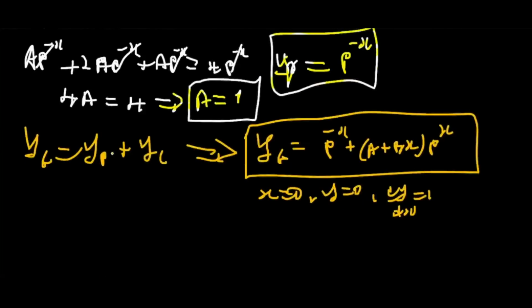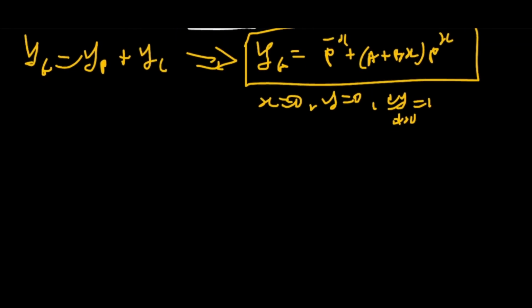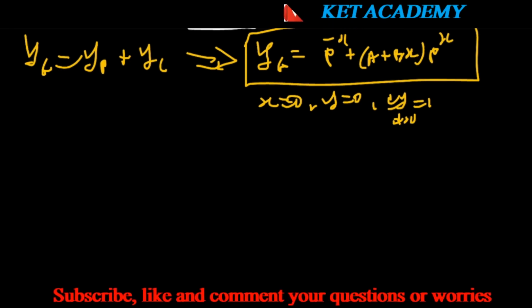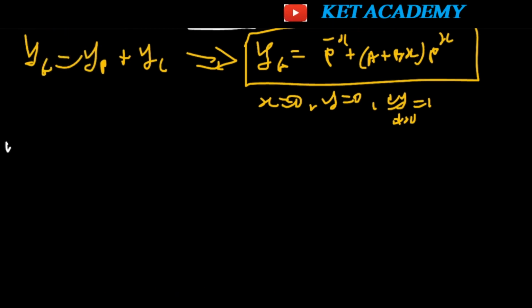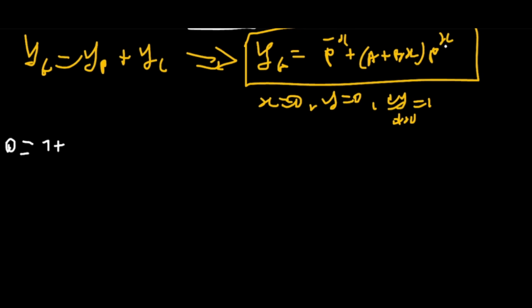Now, to get the solution, we're simply going to substitute these back into our general solution. If we do that, y is 0, so 0 should be equal to, since x is 0, 1 plus, x being 0, plus a. So this implies that our a in the general solution will be minus 1.